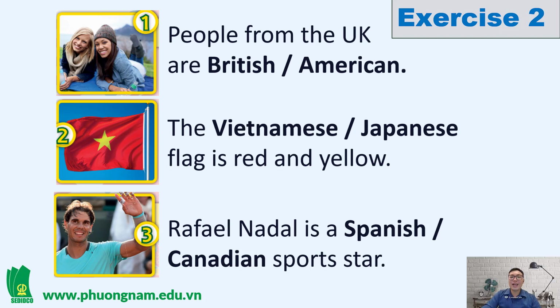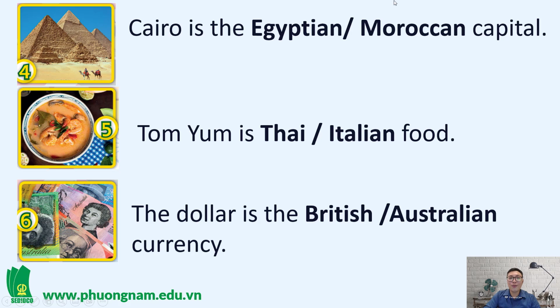Okay, it's time to correct. Number 1. People from the UK are British. Number 2. The Vietnamese flag is red and yellow. Number 3. Rafael Nadal is Spanish. And number 4. Cairo is the Egyptian capital.